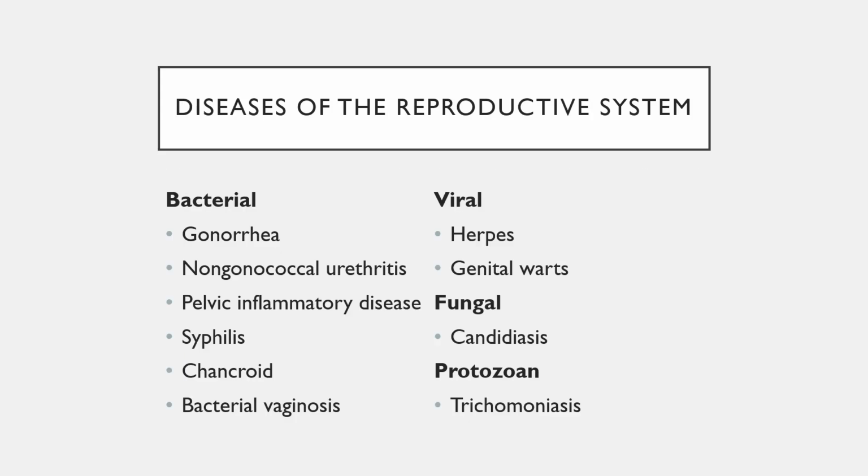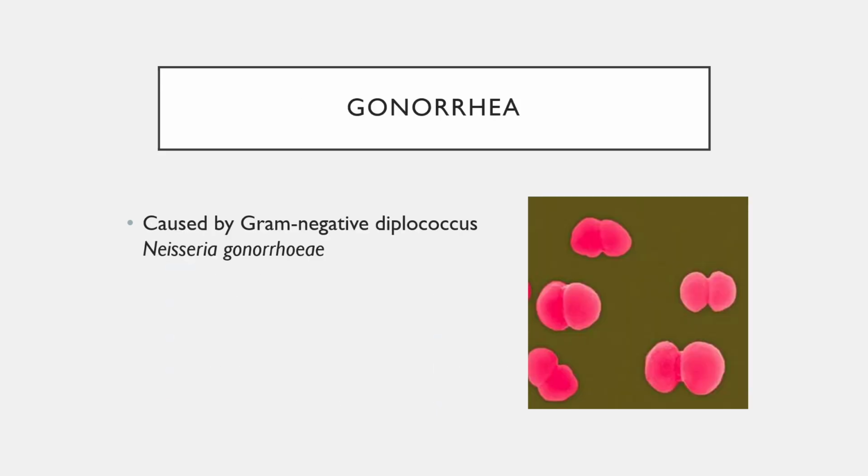This brings us down to diseases of the reproductive system. Here we have a variety of categories of microbes that are usually at play. So we have bacterial diseases as well as viral, fungal, and protozoan diseases. And we're going to start off with the bacterial diseases, the first of which is gonorrhea.